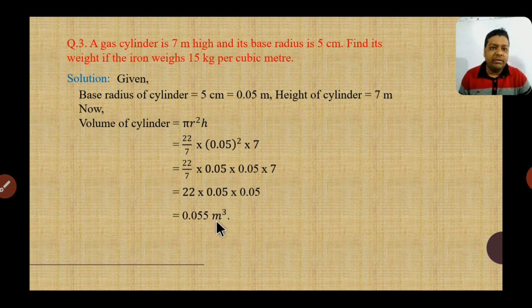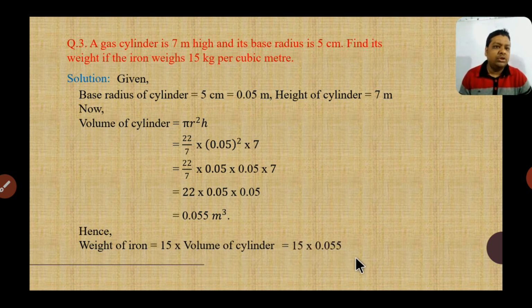Okay, and if we multiply this volume with 15 kg, we will get the weight. So hence we can say that weight of iron will be 15 into volume of cylinder. So 15 into 0.055, it will be 0.825 kg. You can change it into gram also. So it will be 825 gram. Okay, so that is the weight of the iron. I hope that you all have understood, students.